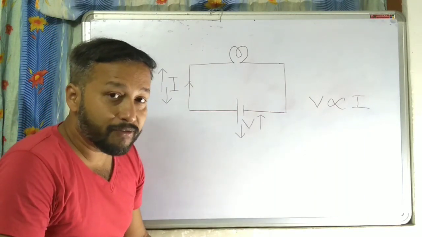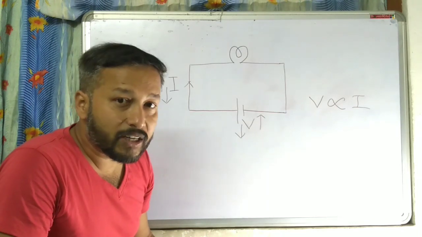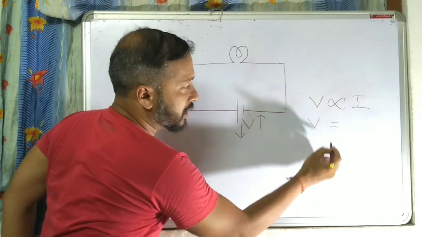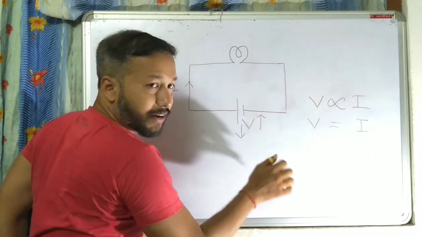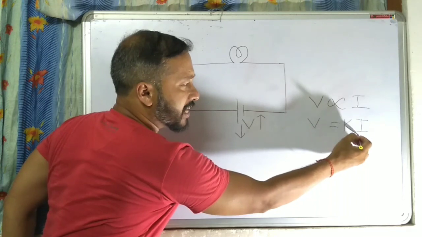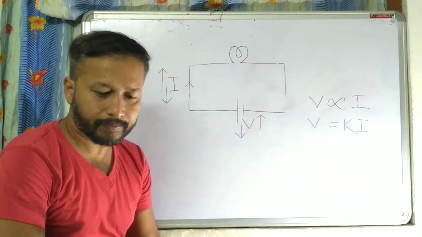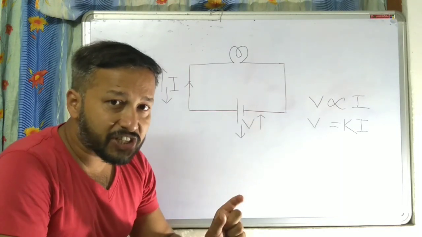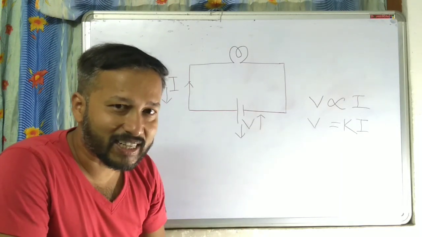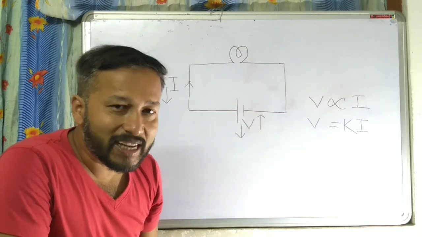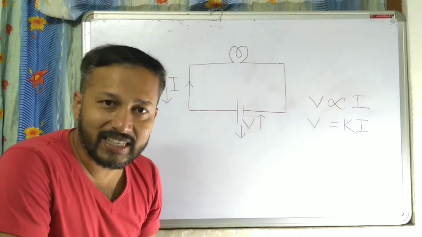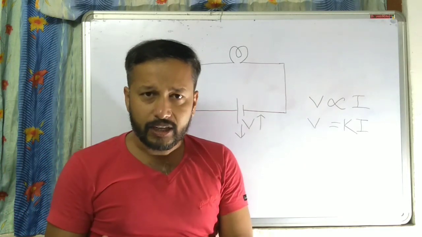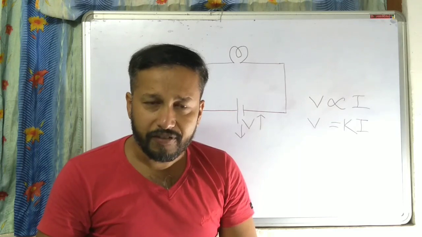We know that when we change the proportional sign into an equal sign, we get a constant. So V equals K times I, where K is the constant. But he gave a special name to that constant. The special name is resistance. Yes. Now what is resistance? Resistance is something which opposes the flow of electric current.